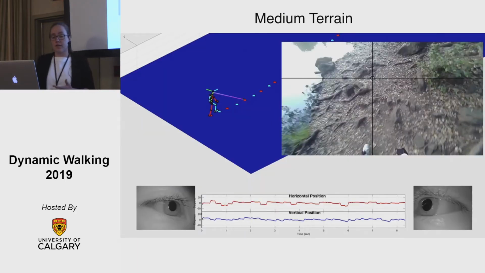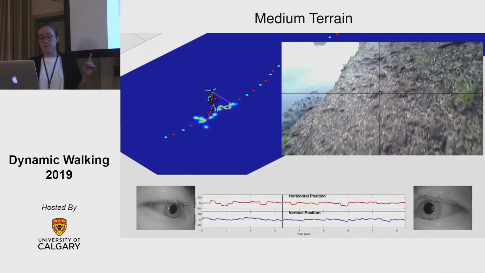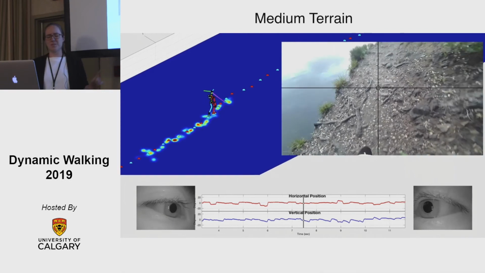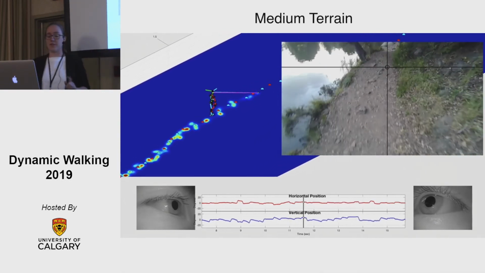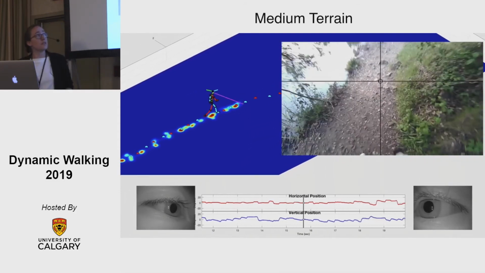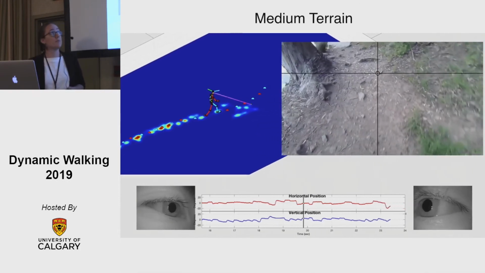Here's a visualization of our data from a chunk of medium terrain. You see the person walking on the left, the world video on the right, and the eye traces below. Some people have told me it looks like the person is walking near a crazy cliff, but that's actually a lake, so they're safe. It's all good. So the data is very rich, but today I'm just going to talk about two very simple measures.